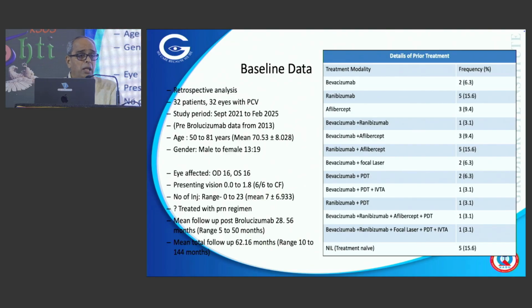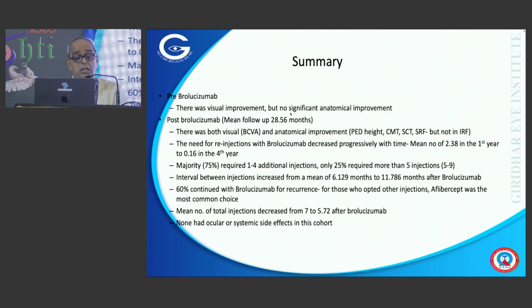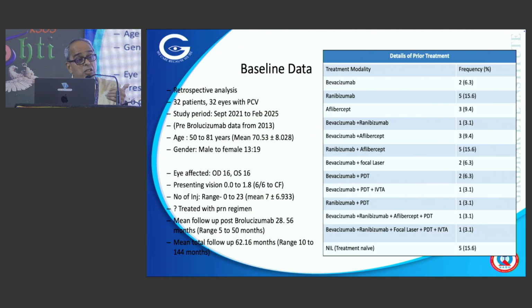Therefore, I would also like to highlight our experience with brolucizumab in PCV. We have been using it as a rescue treatment for quite some time now, and we have recently published, or are in the process of publishing, this series of 32 patients with PCV who have been shifted to rescue brolucizumab. Our experience has been quite encouraging because, most importantly, the need for injection substantially reduced, and also the response to treatment was very good. And most importantly, the response of the polypoidal PED, which is very, very important.